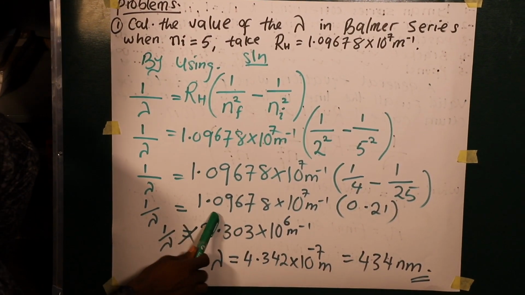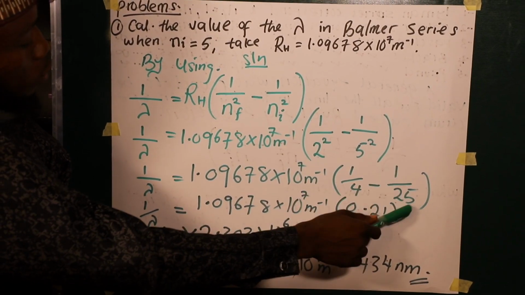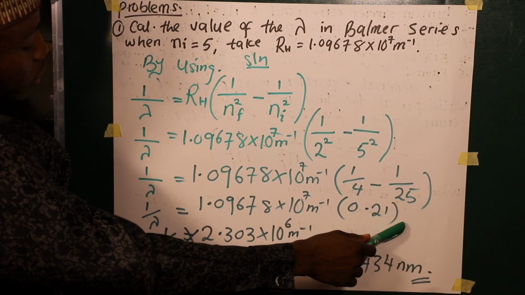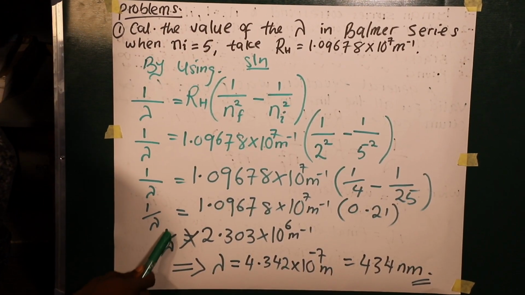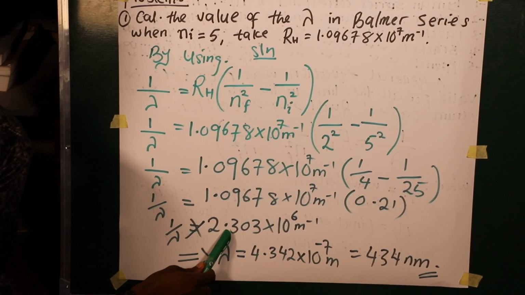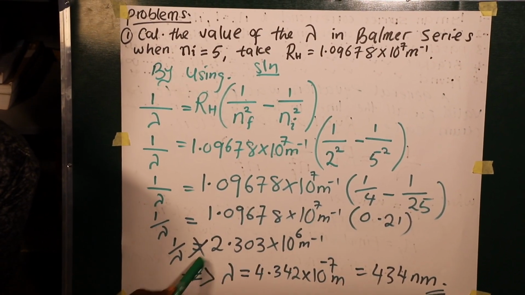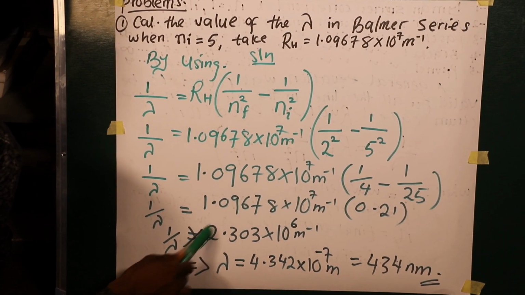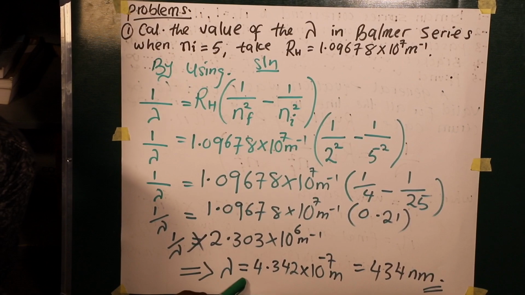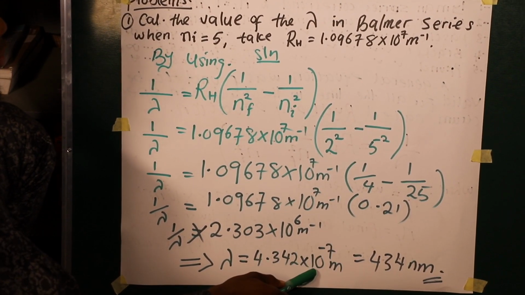1 over wavelength is equal to this value. When we open the bracket, we have 0.21. By multiplying this value with what we have in the bracket, we obtain 1 over wavelength is equal to 2.303 times 10 to the power of 6 per meter. By cross multiplying, we obtain wavelength. This implies that wavelength is equal to 4.342 times 10 to the power of minus 7 meter.